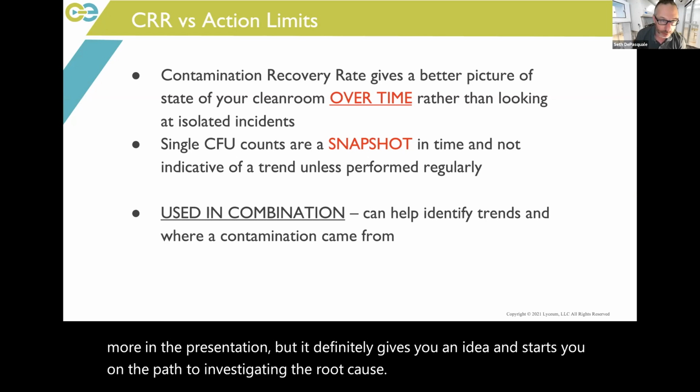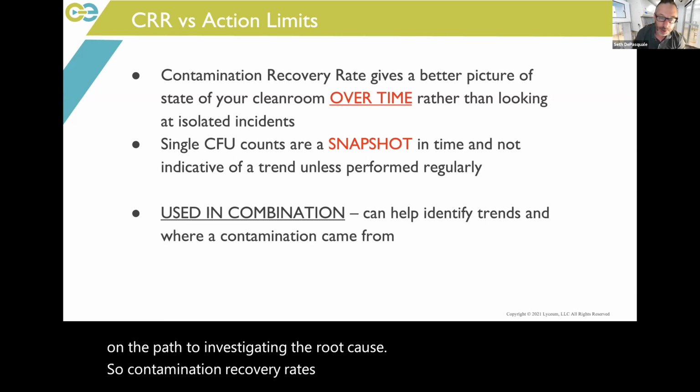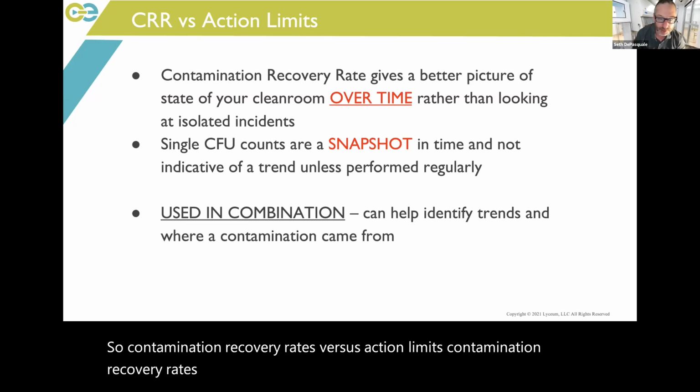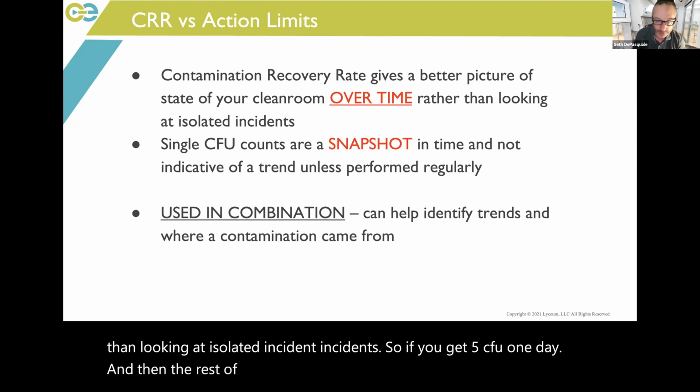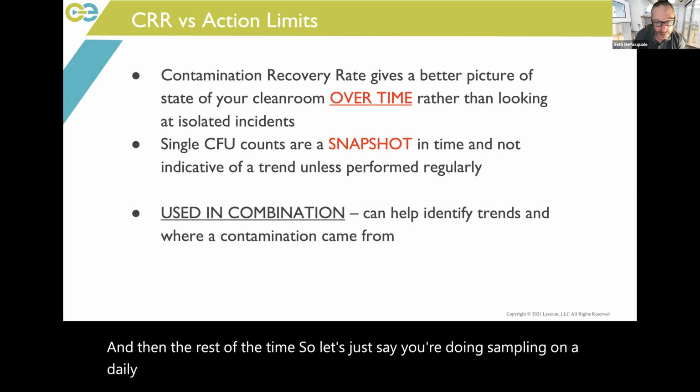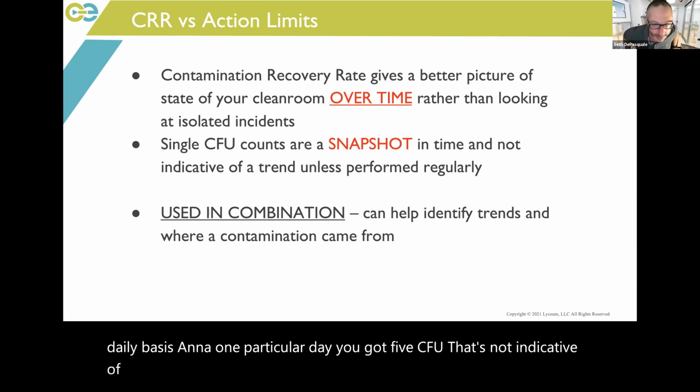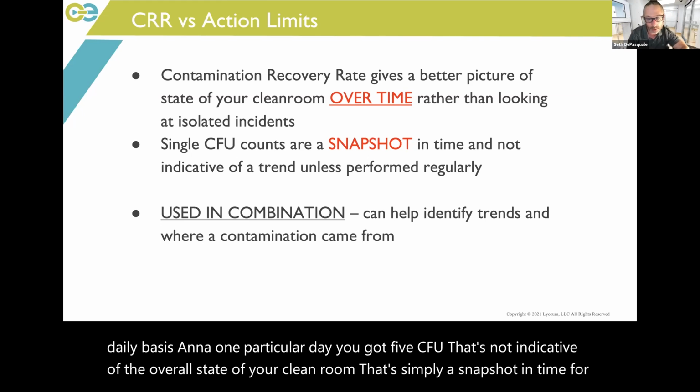So, contamination recovery rates versus action limits. Contamination recovery rates give a better picture of the state of your clean room over time rather than looking at isolated incidents. So let's say you're doing sampling on a daily basis, and on one particular day you got 5 CFU. That's not indicative of the overall state of your clean room. That's simply a snapshot in time for that particular time.